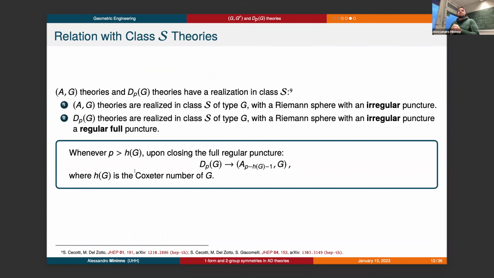What is the relation of this theory with class S? They have a realization in class S. For instance, the A, G theories are realized in class S of type G with a Riemann sphere with an irregular puncture, and the DPG theory is in a similar manner, but with a regular puncture. And upon closing the puncture, you can flow from the DPG to a particular kind of A, G.